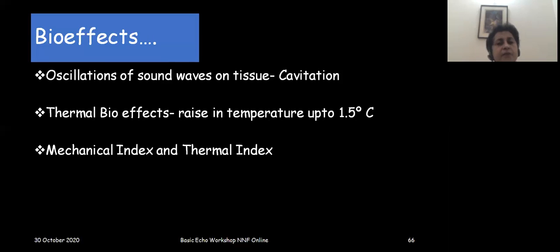So scans have to be done quickly with minimal side effects. There are two indicators on your machine called the mechanical index and thermal index. These indicate the power of the machine, and it is best to keep them low. When you reduce your depth, reduce the sector, and increase the frequencies, these are improved. For the mechanical index, it is recommended that it should be less than 1.9.